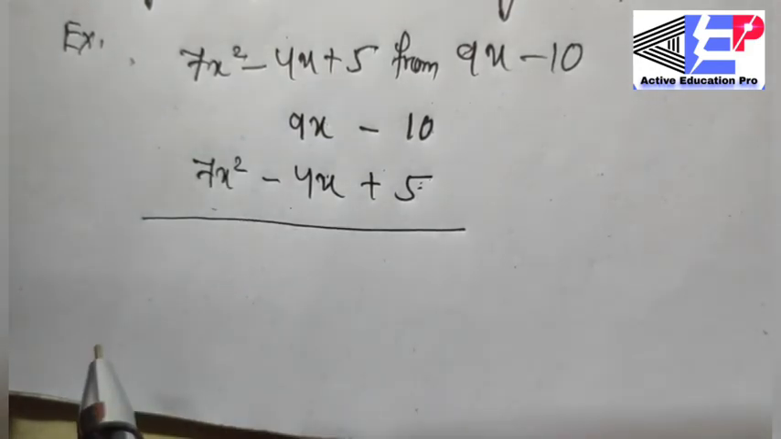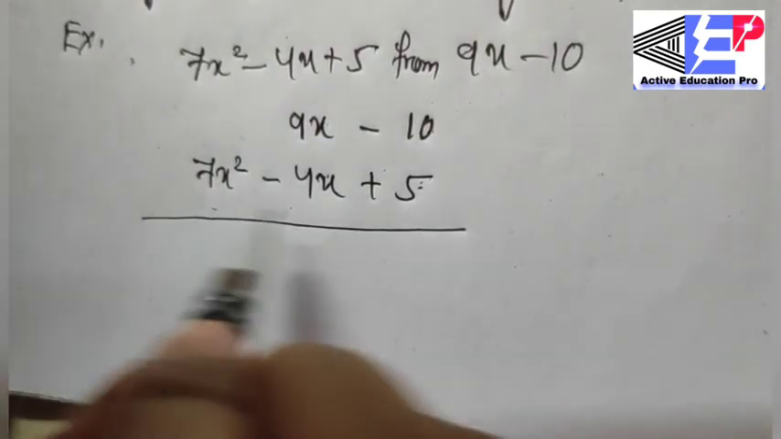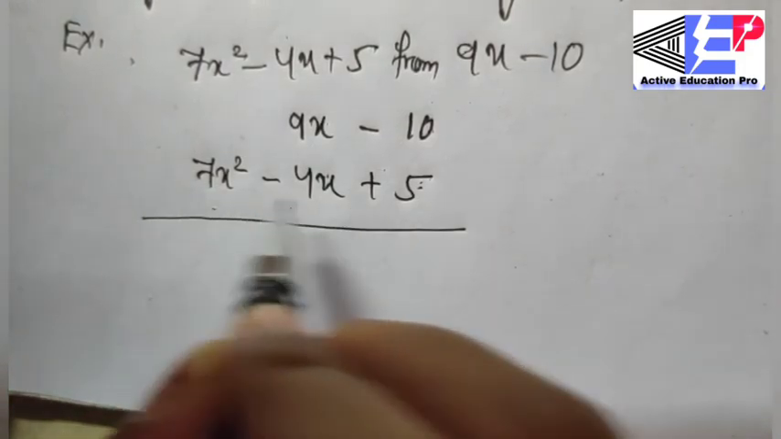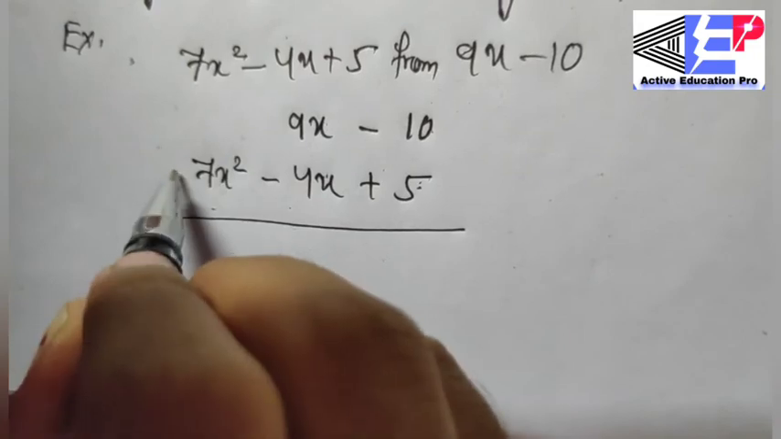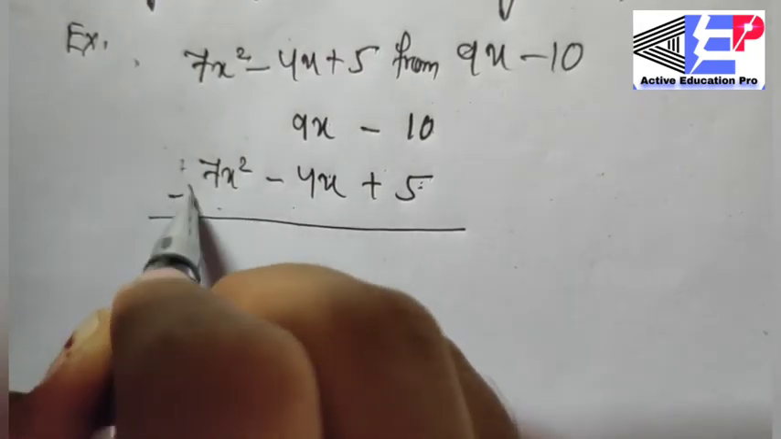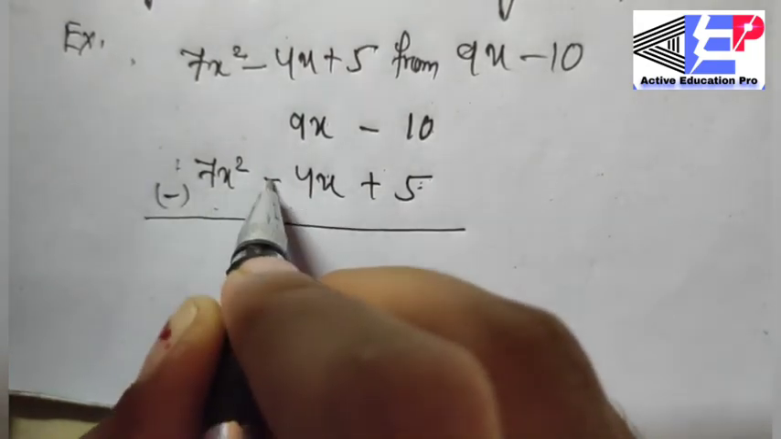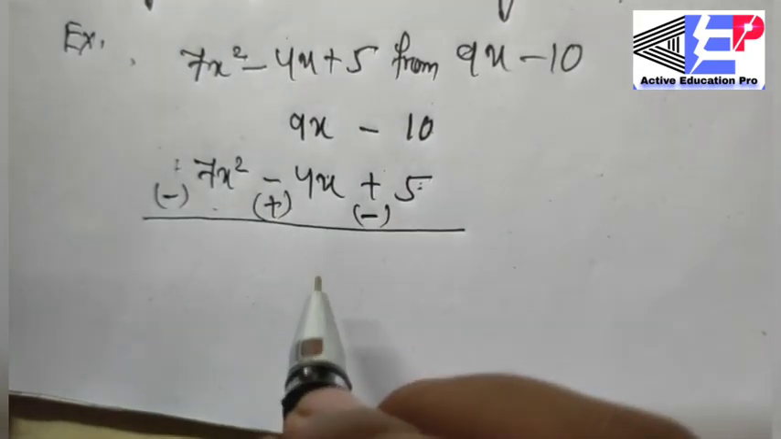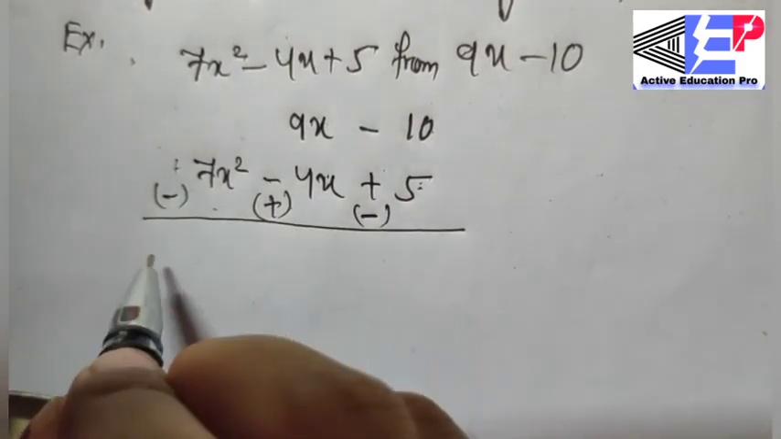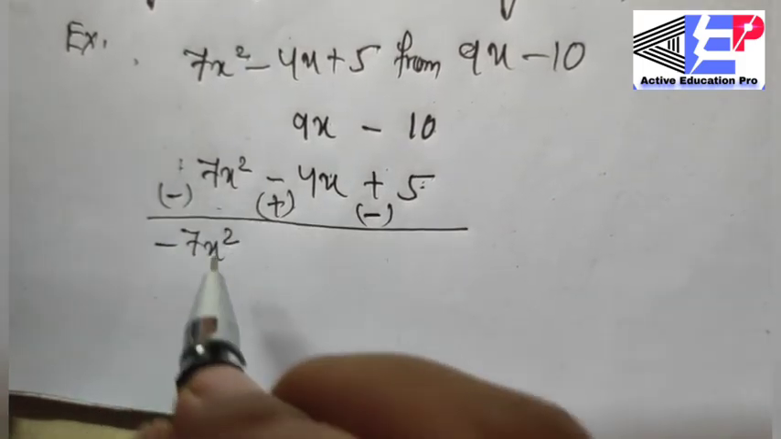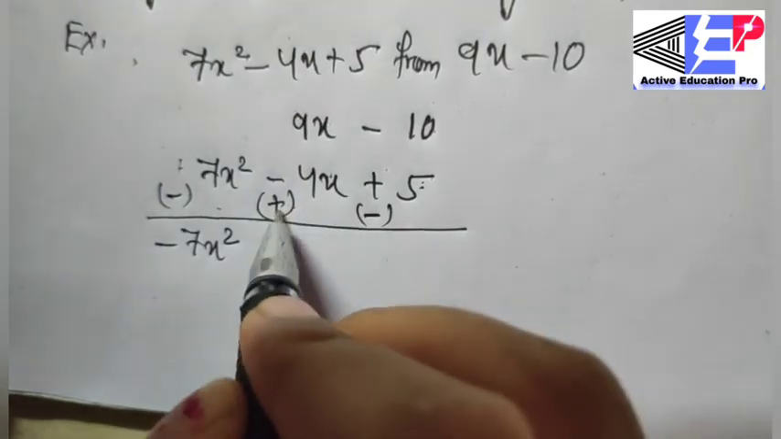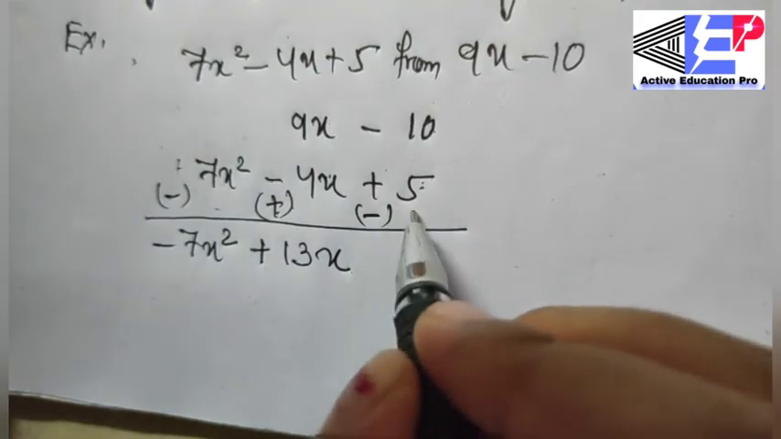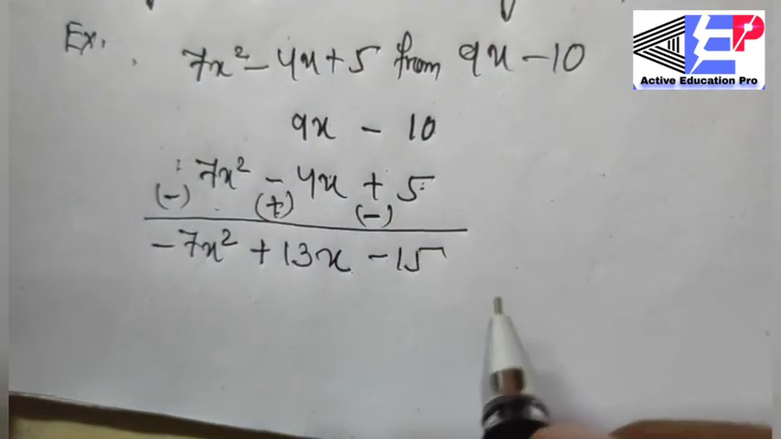7x square is unit terms here. Then in tabular form, in column form, we have to change the sign marks of the lower expression. I mean, this is plus 7x square. Then put a minus sign mark. Then this is minus, plus, and this plus will become minus. Then add it. This is minus 7x square. Then this is 9x plus 4x. Then plus 13x minus 10 minus 5 minus 15.